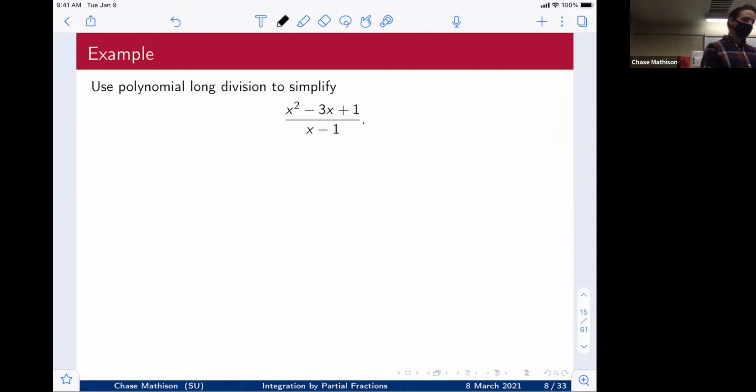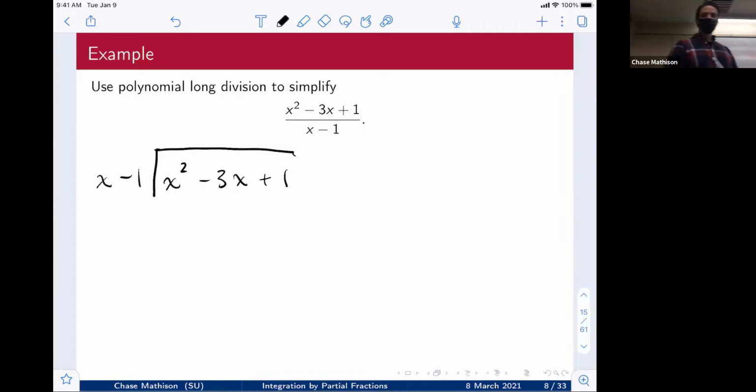So let's look at polynomial long division. I want to take x squared minus 3x plus 1 and divide it by x minus 1. The degree of the top here is bigger than or equal to the degree of the bottom, so I'm going to do polynomial long division: x squared minus 3x plus 1, and I'm dividing that by x minus 1. Who remembers what the first step in polynomial long division is?